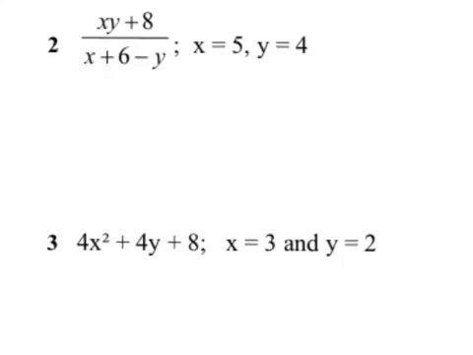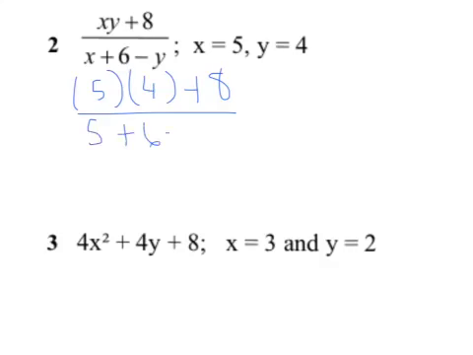Okay, problem number 2. We see in the numerator we have x times y plus 8. Denominator x plus 6 minus y. We're going to take the values for x and y and substitute them in. So on the top, the numerator, we have x times y, so the value of x is 5 times the value of y is 4 plus 8. And the denominator, take the value of x, 5, plus 6, minus the value of y.